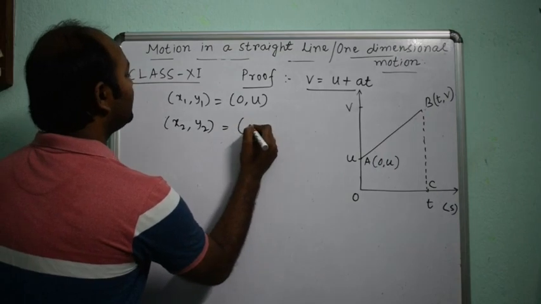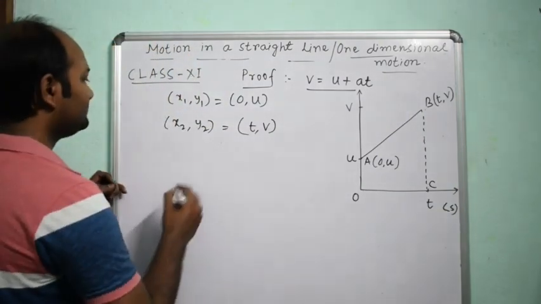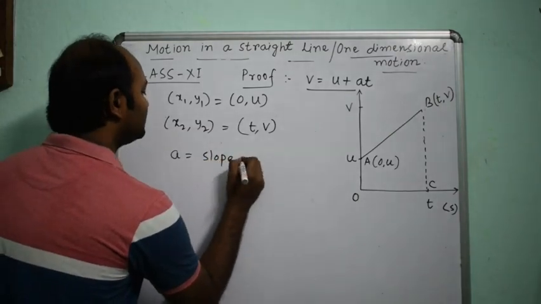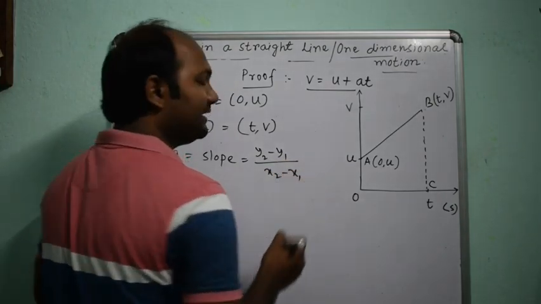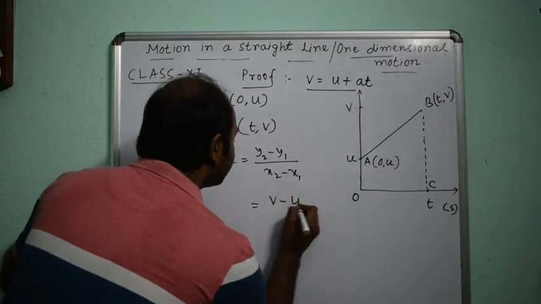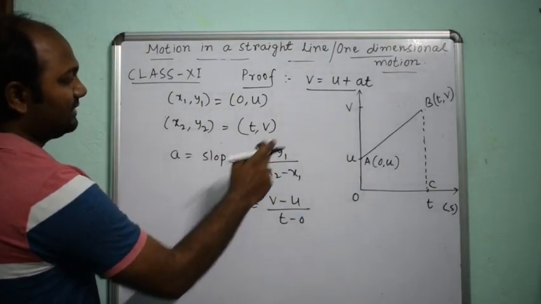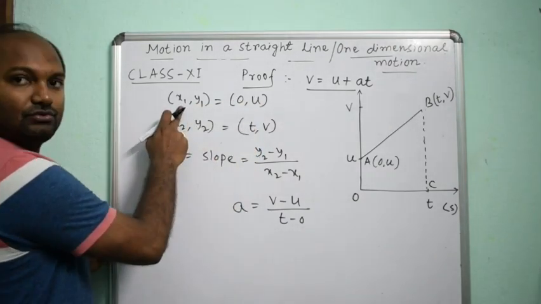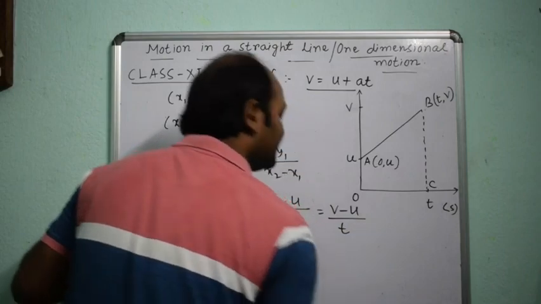Final coordinate is t, v. Then acceleration equals slope, meaning y2 minus y1 by x2 minus x1, which is v minus u by t minus 0. Here y2 means v, y1 means u, x2 means t, x1 means 0. So this equals v minus u by t.